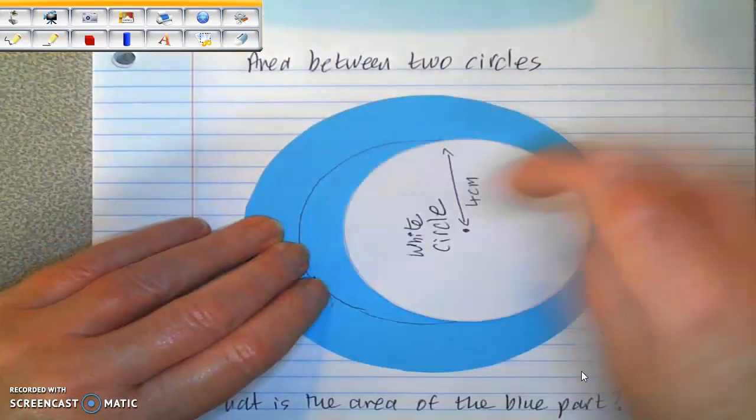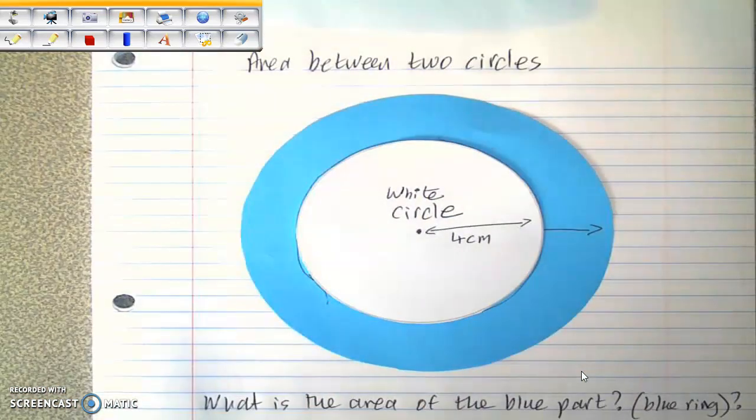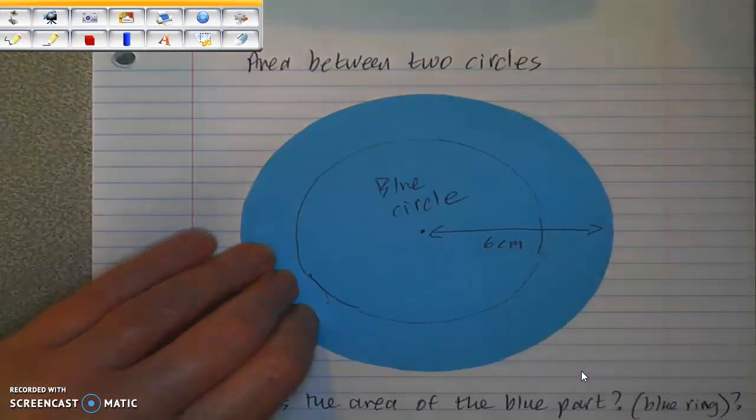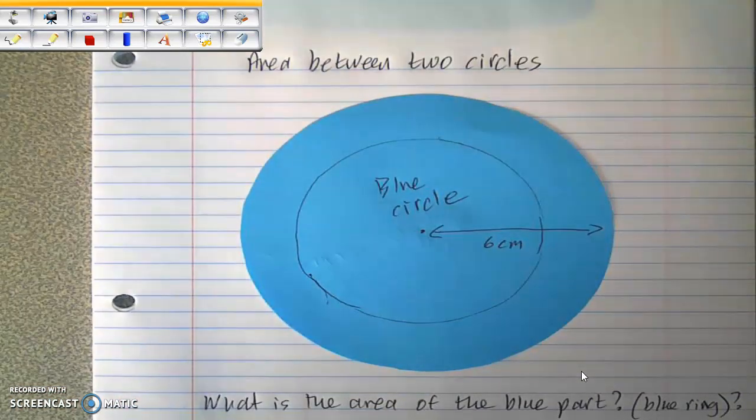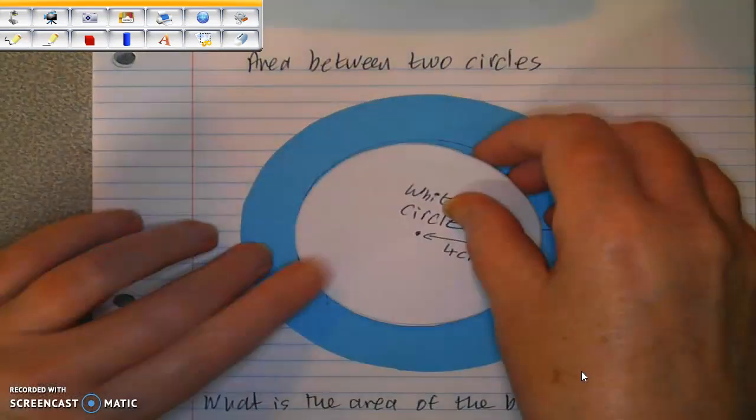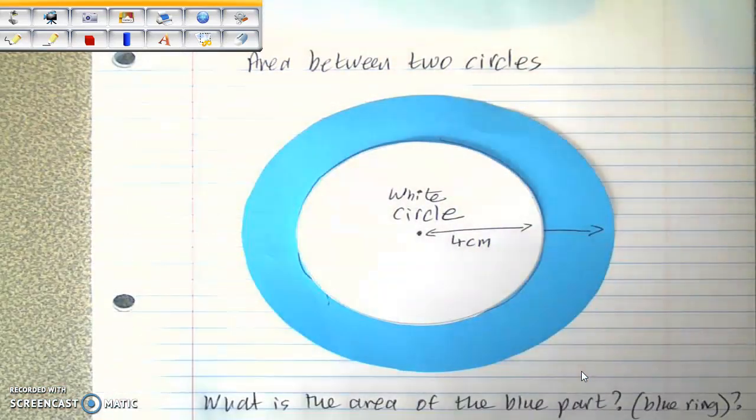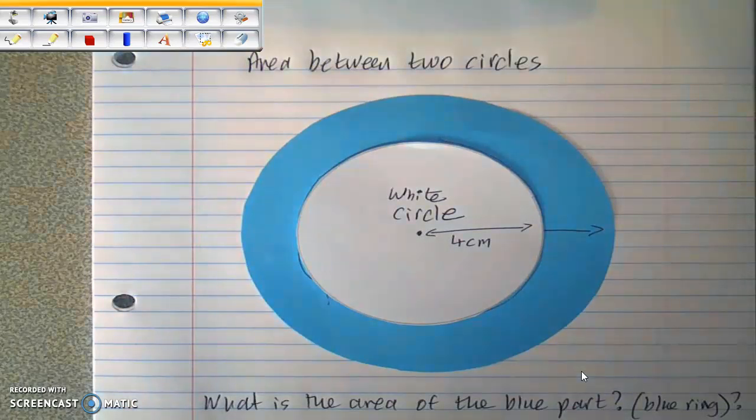What we are going to do is work out the area of the white circle. It has a radius of 4 centimeters. Separately, we will work out the area of the blue circle. It has a radius of 6 centimeters. And then we will subtract the area of the white circle from the area of the blue circle, which will give us the area of the blue ring that you are looking at right now.